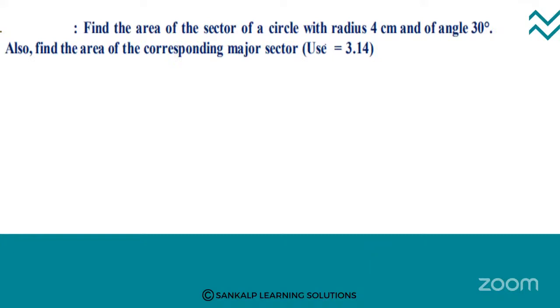Find the area of the sector of a circle with radius 4 centimeter and of angle 30 degrees. Also find the area of the corresponding major sector. This question can be asked for 2 marks. Find the area of the sector whose radius is 4 centimeter, and the angle given, theta, is 30 degrees.